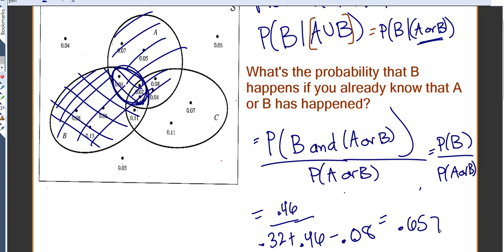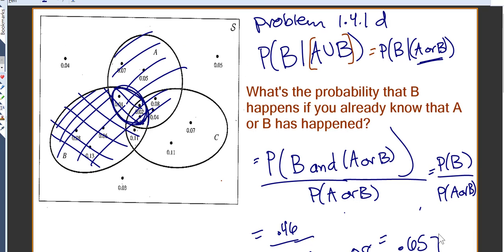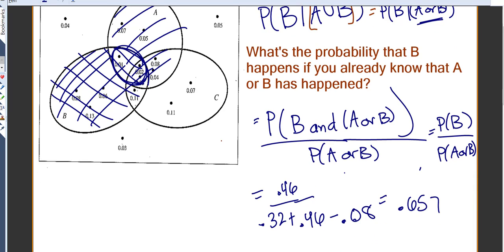0.657. So really the biggest thing here is that they made it more complicated when they said B given this A or B. You have to put little parentheses around the A or B and carry those parentheses all the way through. So it'll be A or B, A or B, A or B. You take that whole chunk and put it in every time you need it in the formula.